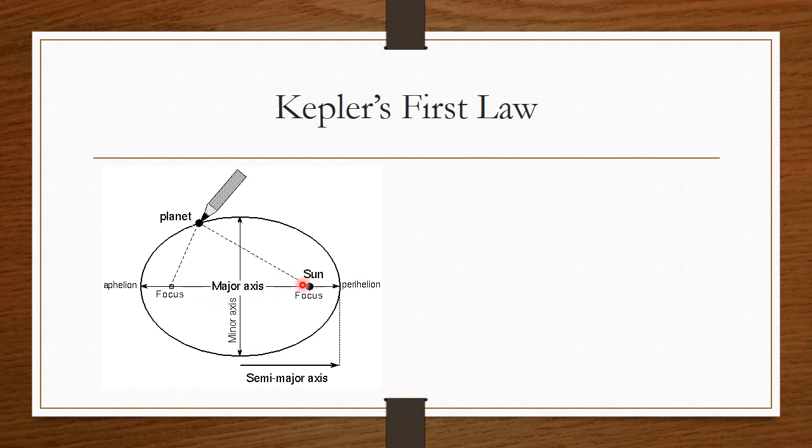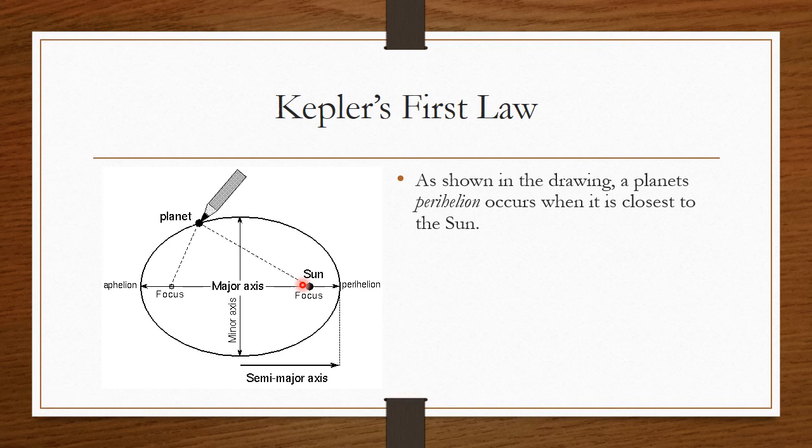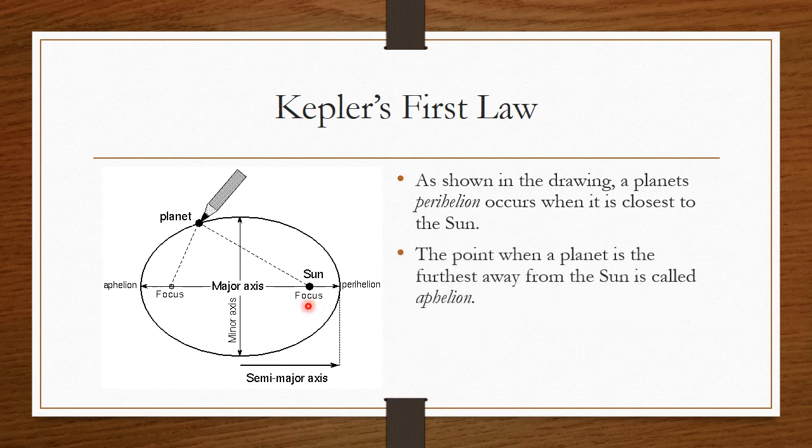A little bit different. And there's 2 words in here, perihelion on the right and aphelion on the left. As shown in the drawing, a planet's perihelion point occurs when it's closest to the Sun. So over here, whenever a planet is at its closest point to the Sun in its orbit, that's called perihelion. The opposite of that, when the planet is as far away from the Sun as it'll ever be, that's called aphelion. That would be over here to the left.